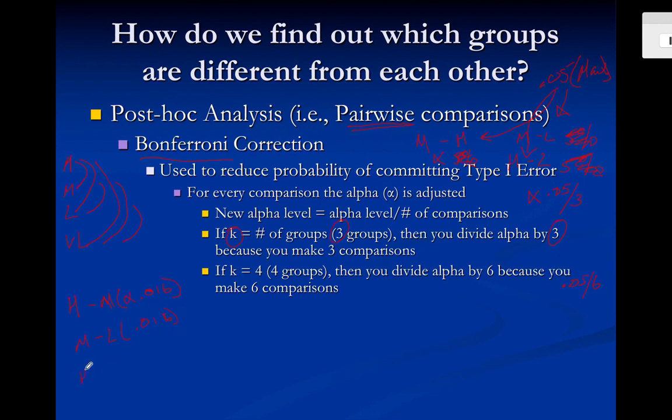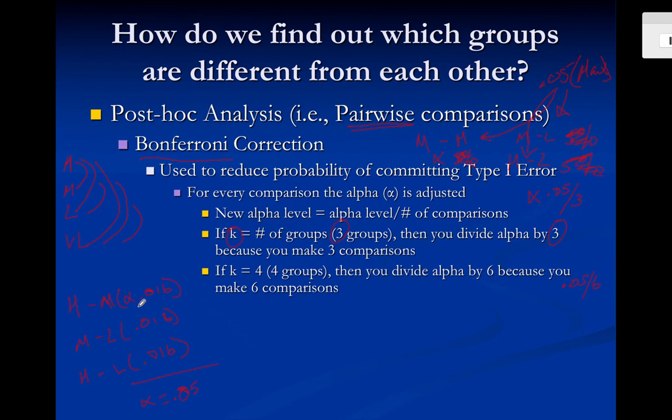And last, high versus low also receives 0.016. So when we add up 0.016 plus 0.016 plus 0.016, we get our alpha level total equal to 0.05. We want to make sure that we adjust our alpha level in the pairwise comparison portion so that it adds up to an alpha level of 0.05. Thus, I have to divide my alpha level by the number of comparisons that I'm going to make.